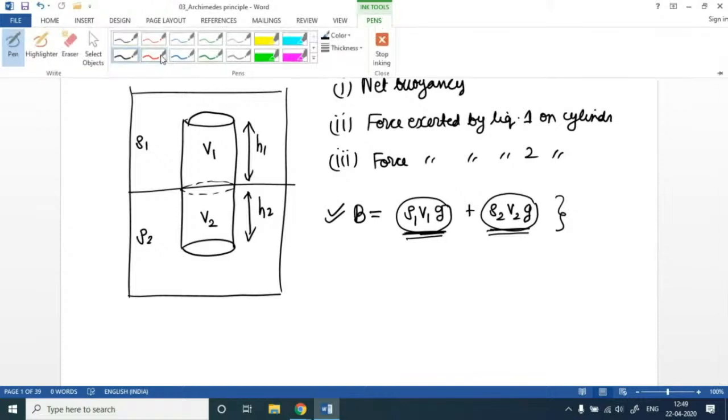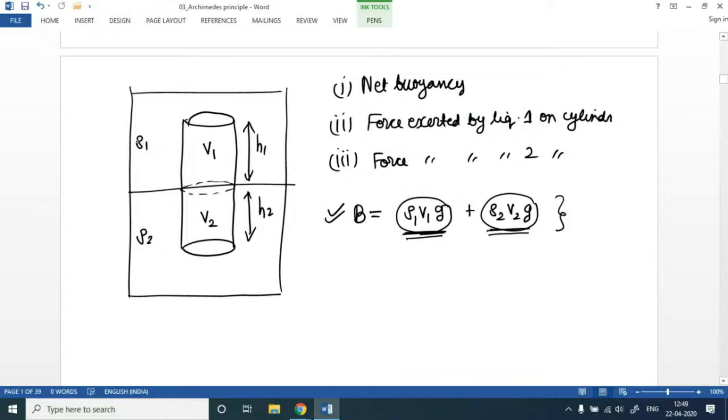Liquid 1, for example, will exert force on the cylinder through the contacts only. This liquid is going to exert pressure on the cylinder horizontally from all around, and these horizontal forces must cancel each other in order to have horizontal equilibrium. So no horizontal forces. At this vertical face of the cylinder, the liquid is exerting no force. Liquid 1 is exerting force from the top only. Let's say that is F1.